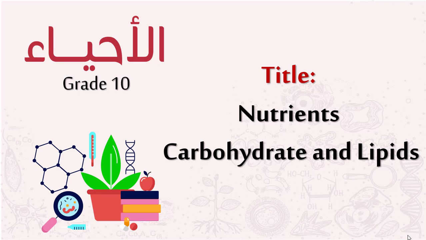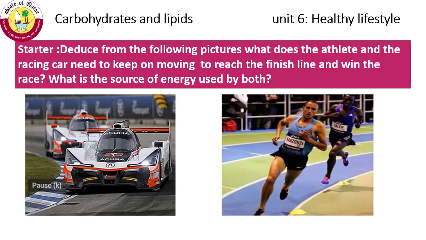Our lesson today is about nutrients, carbohydrates and lipids. Let's first look at the pictures and deduce from them. What does the athlete and the racing car need to keep on moving to reach the finish line and win the race? Of course, they both need energy. But what is the source of energy used by both? The source of energy for the athlete is food, whereas the energy source for the car is fuel.